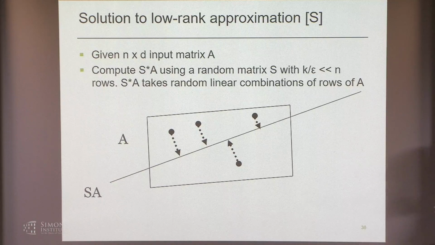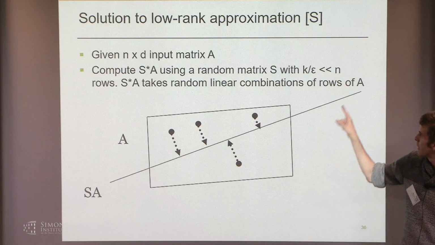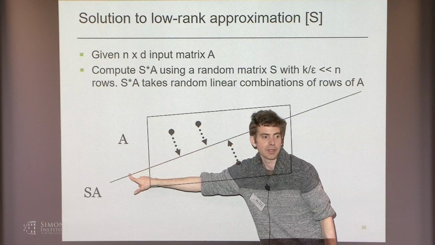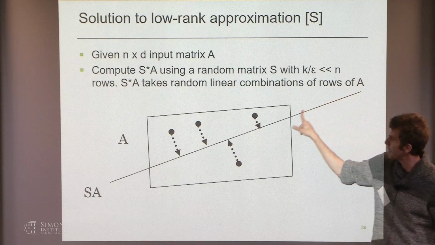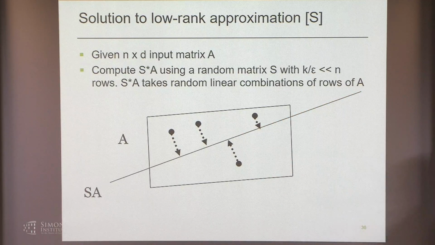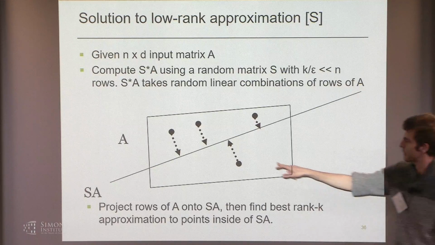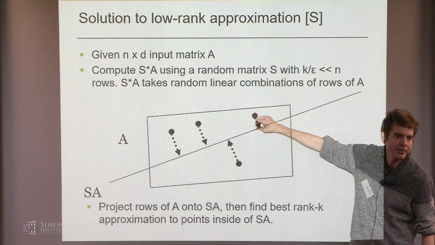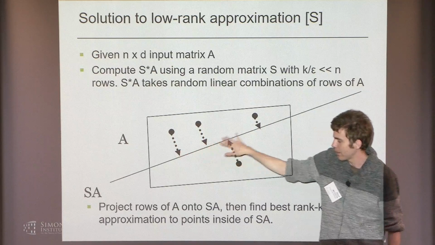Now I can look at the row span of those k over epsilon linear combinations. That's a low dimensional subspace of R to the D, which I've drawn as a line here. The span of the rows of S times A. That's the first step in the algorithm. The only remaining step is to take your n points, these rows, and project them onto this low dimensional space, S times A, to find the closest point in the space S times A.